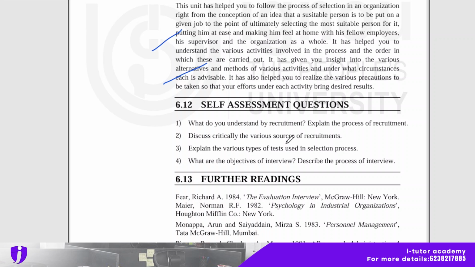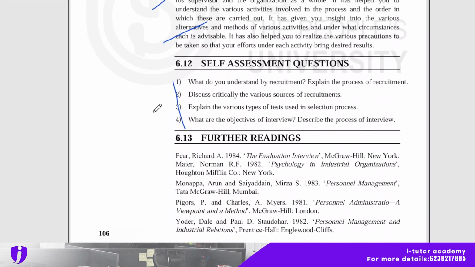Okay, so there are four self-assessment questions related to this chapter. You just go one by one. The first question is, what do you understand by recruitment? Explain the process of recruitment. We already discussed that in the last video. You just go through that and discuss critically the various sources of recruitment. Explain the various types of tests used in the selection process, and what are the objectives of interview. Describe the process of interview.